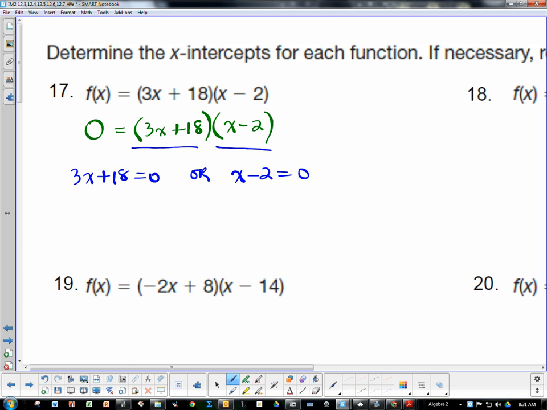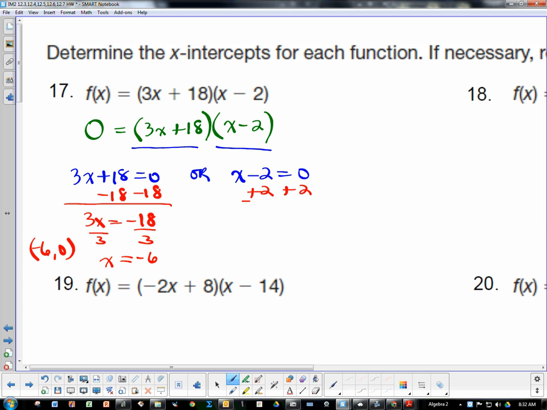How do you solve this? Minus 18. 3x is equal to negative 18. Divide by 3. X equals negative 6. Hey, I just found one. That one is negative 6 comma 0. Could you have found it just by graphing it? You certainly could have. This one over here. Add 2. Add 2. X equals 2. Now they're asking you to write this top function here, this f of x, in factored form.